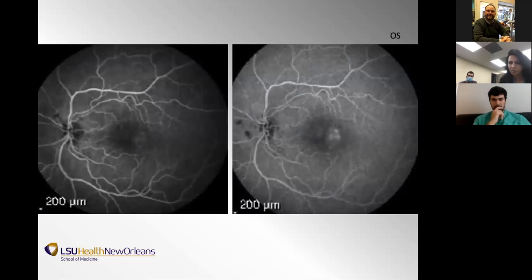And then how about Dr. Azar? Do you want to just finish this? This is the left eye. Okay, so left eye, similar thing. You have AV phase on the left, and then recirculation on the right. And then you can also see that area of hyperfluorescence temporal to the fovea. Excellent job. Good job. All right, very good.